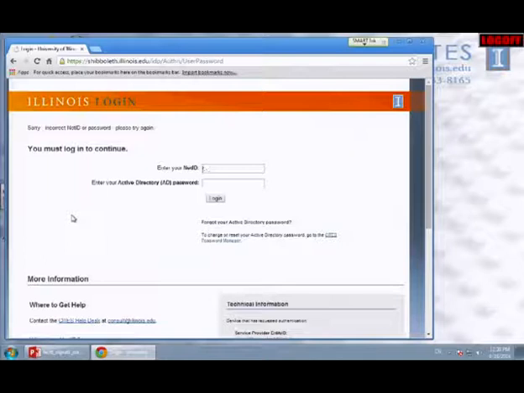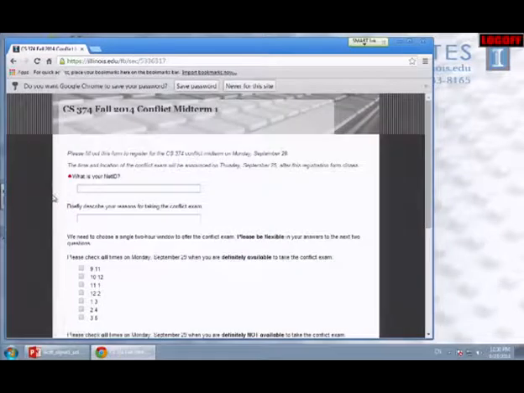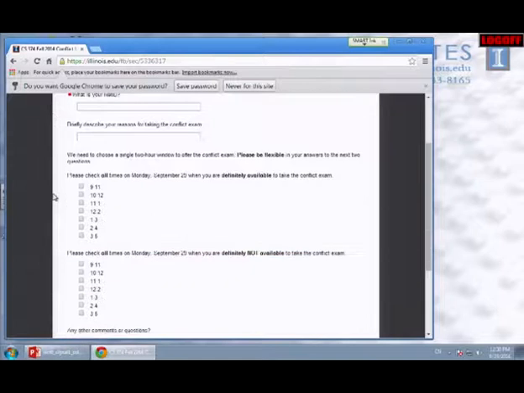Well, that's not my password anymore. That's one of the bonus questions on the exam, by the way. What's my password?